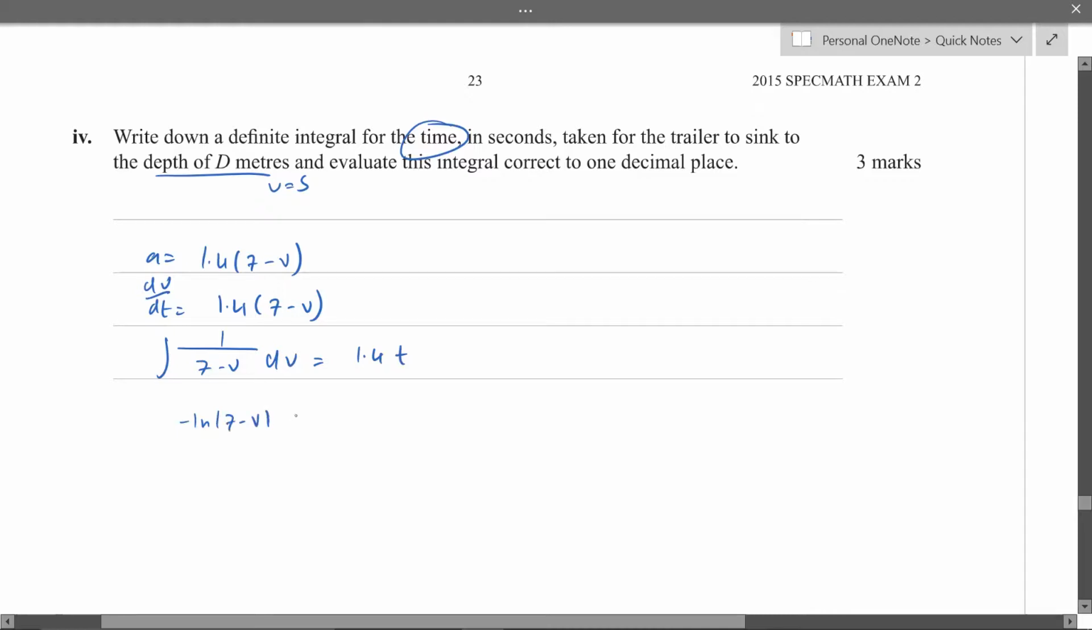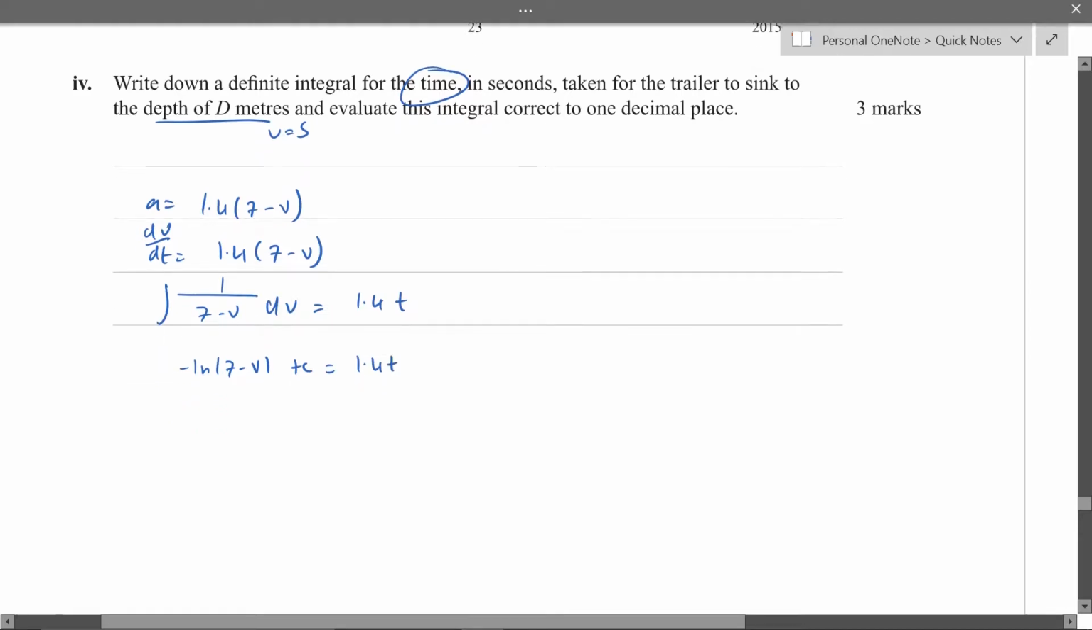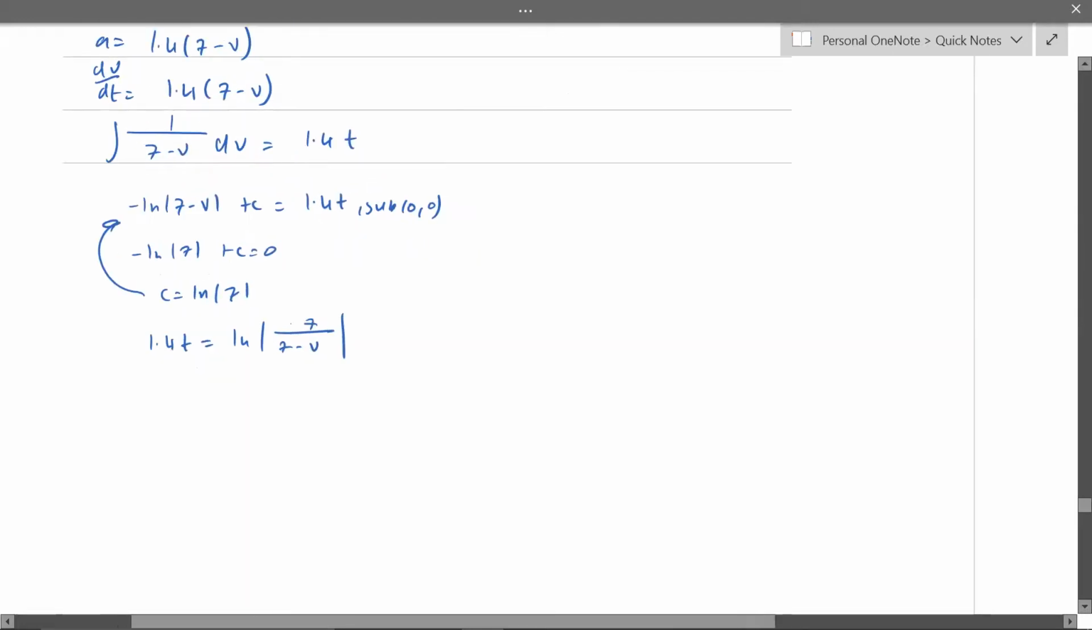Negative ln 7 minus v plus c equals 1.4t, and then we can sub 0, 0 again because we know it starts from rest. Sub 0, 0, so negative ln 7 plus c equals 0. C is ln 7. So 1.4t is, if we sub this back in here, we can see it's going to be ln 7 on 7 minus v. So t is 1 on 1.4 ln 7 on 7 minus v.